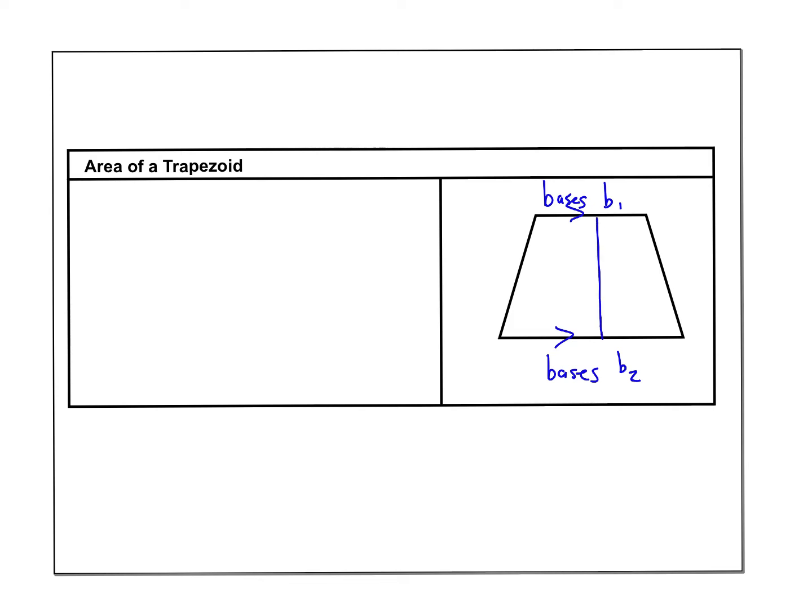Then I also need my height. My height is straight up, straight down. Sometimes this is called an altitude, but that's my height. So the area of this thing just becomes the average of the two bases times the height. Average, I just mean add them together and divide by 2. You take the sum of the two bases, divide it by 2, and multiply it by the height. So add base 1 and base 2 together, divide by 2, multiply by the height.